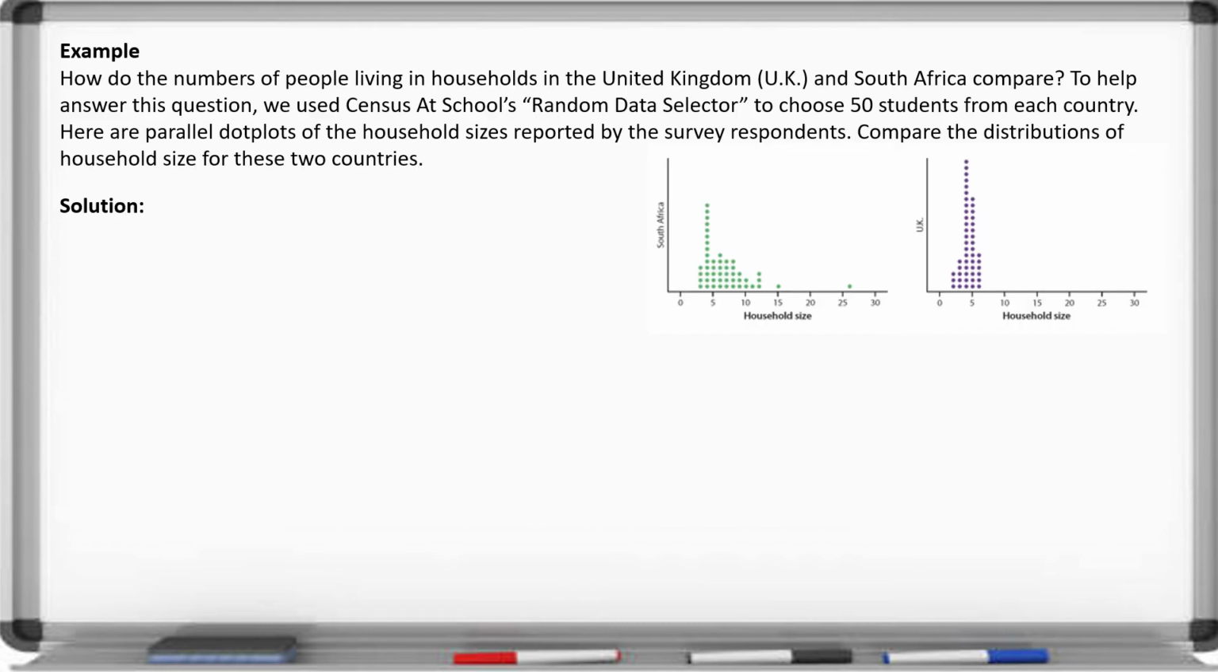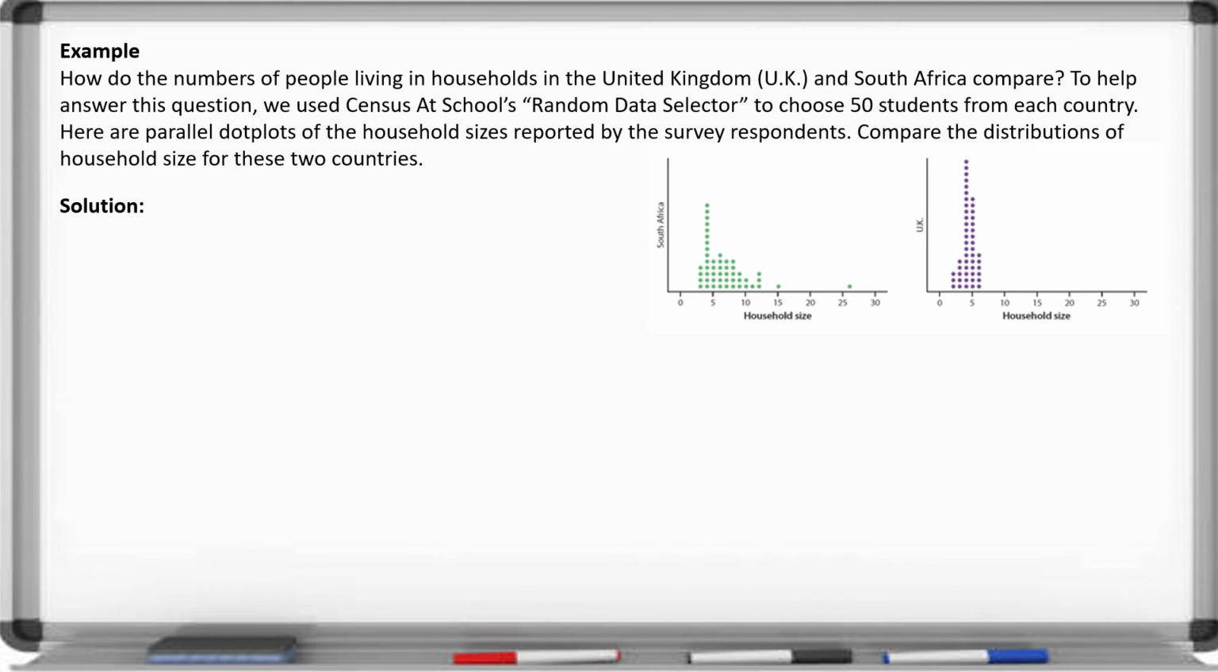All right, so how do the numbers of people living in households in the United Kingdom and South Africa compare? To help answer the question, we used Census at School's random data selector to choose 50 students from each country. Here are parallel dot plots of the household sizes reported by the survey respondents. Compare the distributions of household size for these two countries.